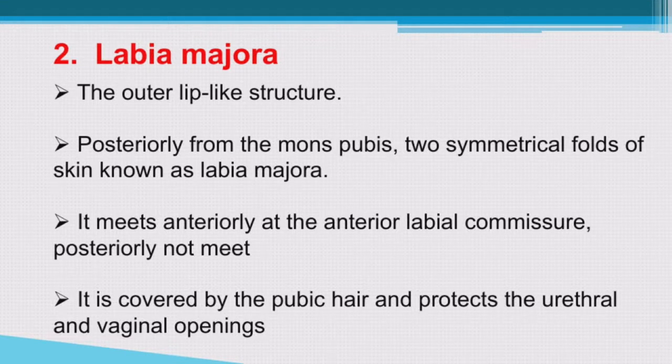2. Labia majora. The outer lip-like structure. Posteriorly from the mons pubis, two symmetrical folds of skin known as labia majora. It meets anteriorly at the anterior labial commissure, posteriorly not meet. It is covered by the pubic hair and protects the urethral and vaginal openings.